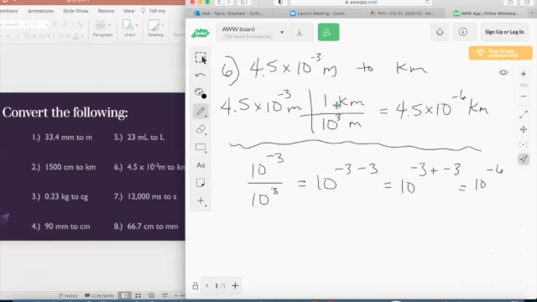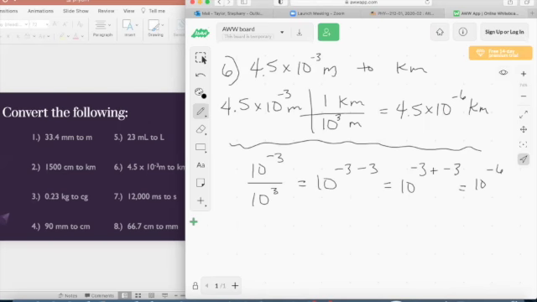All right, so that's how we went from 10 to the minus 3 to 10 to the minus 6 for our exponent. The 4.5 remains the same. That's still the base number. It's just the exponent that changed.